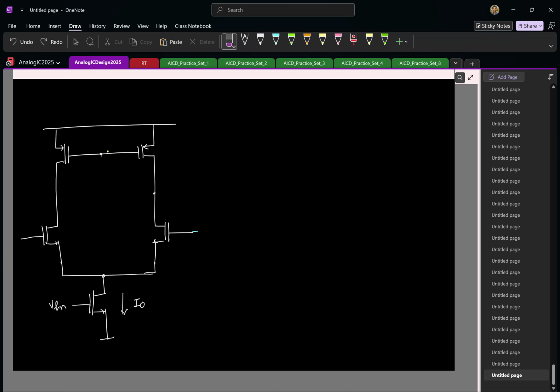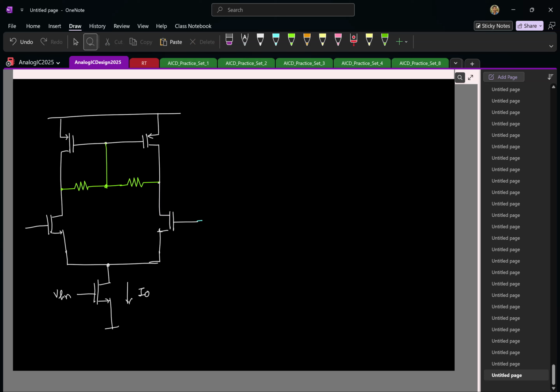Sorry. I'm having the common mode sensing resistor like this. The midpoint gives the output common mode, and what I told was I'm going to directly go and connect it. So let me mark it as RCM and RCM. I'll call this CMFB variant 1. So this is the simplest CMFB you can have.